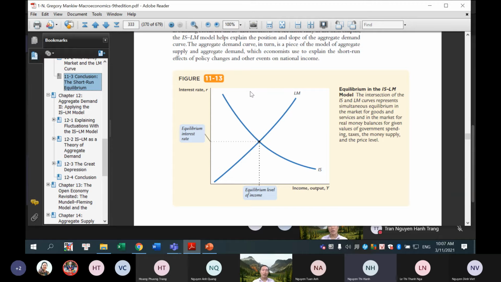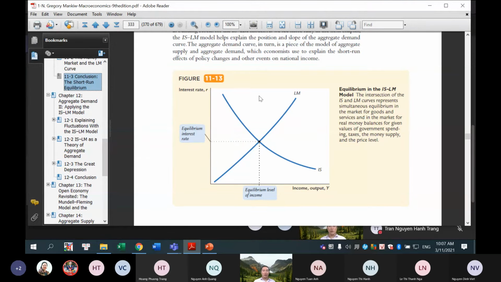Okay, thank you for your answer. So that is one example to illustrate how the economy changes when there is a change in our expectation about the future of the economy, using the IS-LM model.